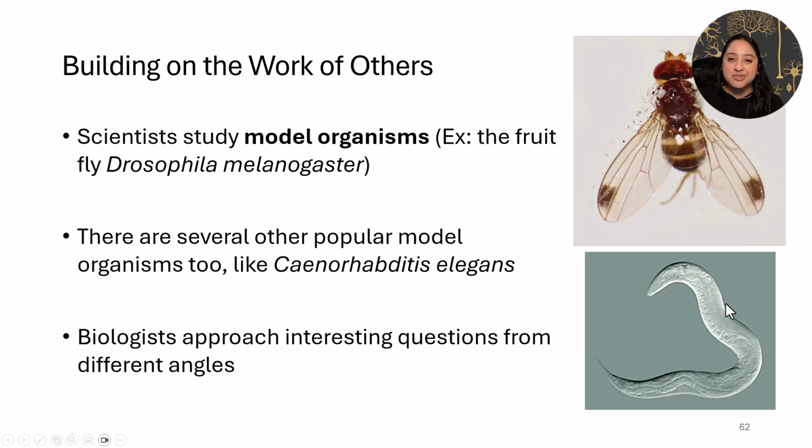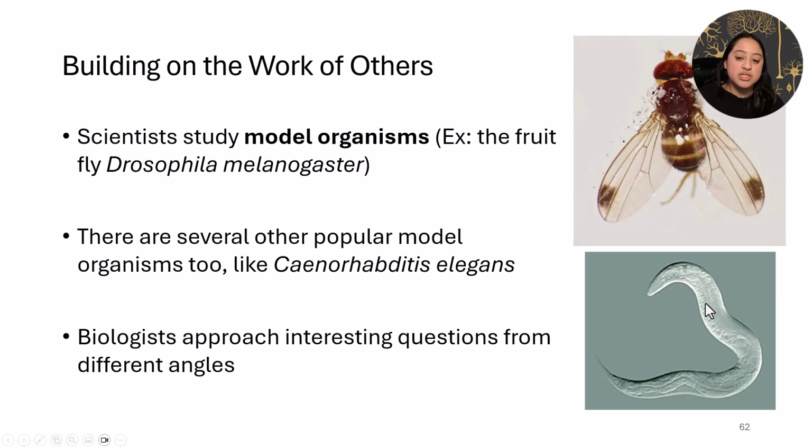And so nobody's going to really have a problem with that, right? They're just tiny worms. So that's why we use model organisms, because they're easier to work with. They usually grow fast. They're tiny, easy to work with. And then there's also many other groups that are studying this organism. So there's a lot known about this kind of organism.